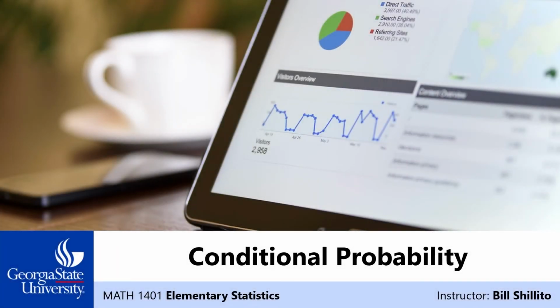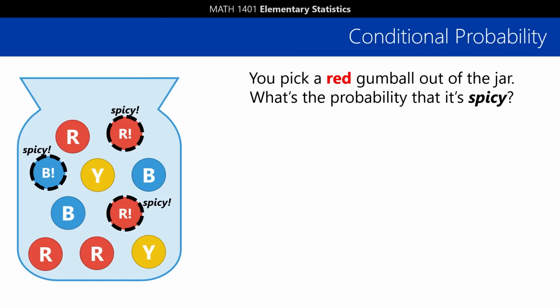In this video, we'll look at conditional probability, which lets us determine probability when we already know some information ahead of time. Let's take one last look at our gumballs. And remember, some of them are spicy. Suppose you reach into the jar and pull out a gumball, and you can see that it's red. Given that information, what can you now say about the probability that it's spicy?